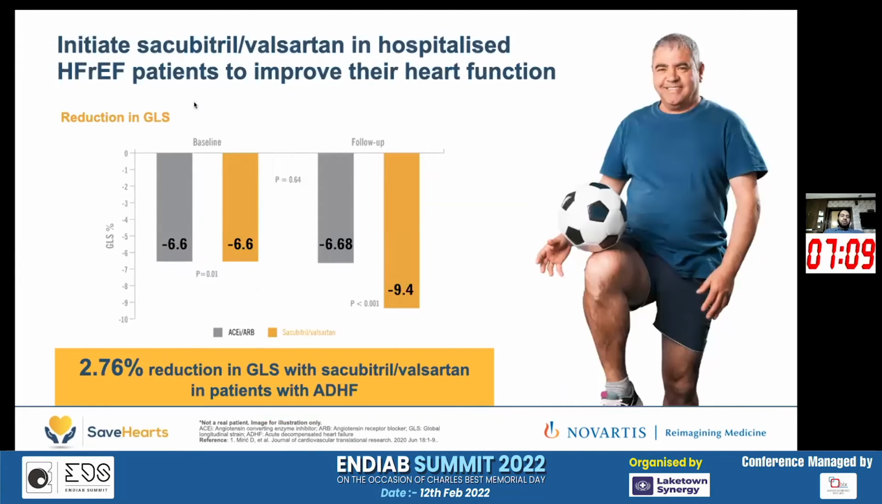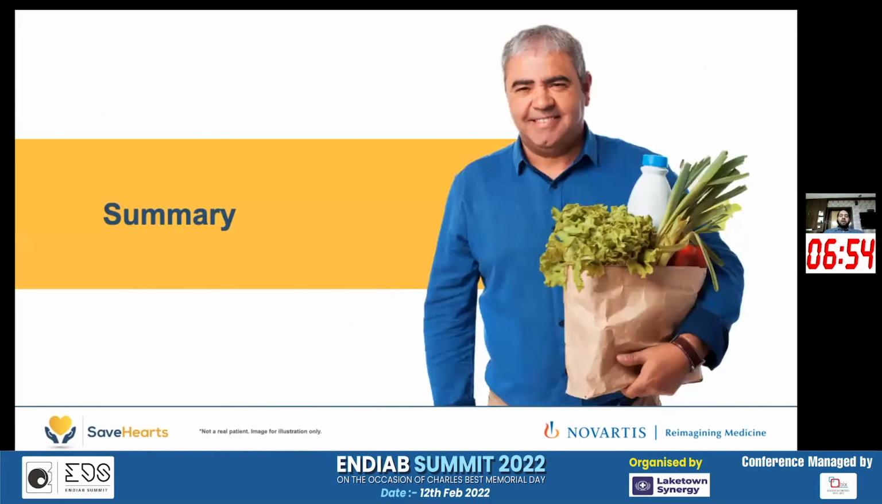Again, this is a study which had looked at reduction in the GLS, and it found that on follow-up, sacubitril valsartan was significantly better as compared to ACE inhibitors and ARBs in improving the global longitudinal strain patterns in patients with heart failure.